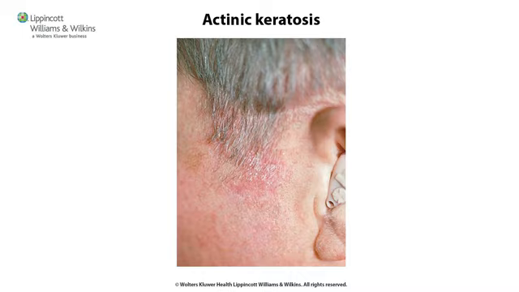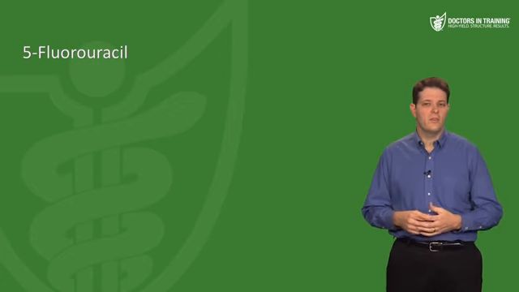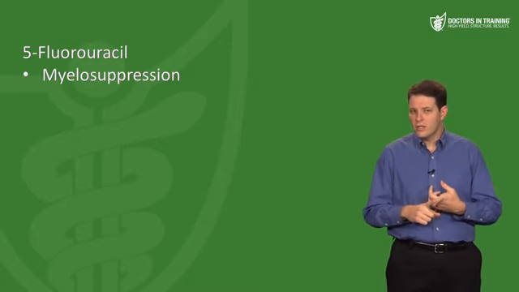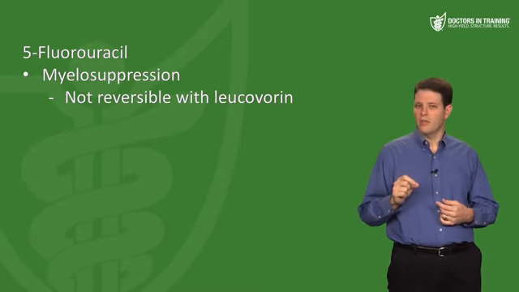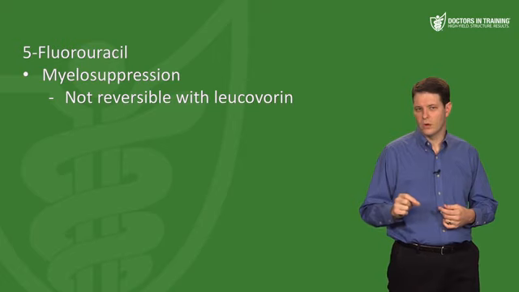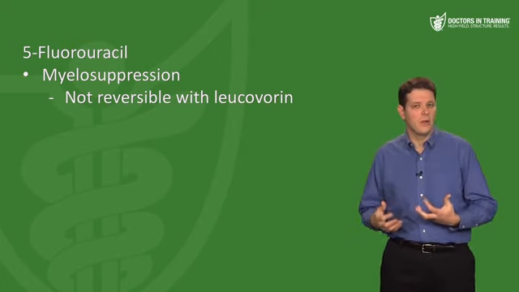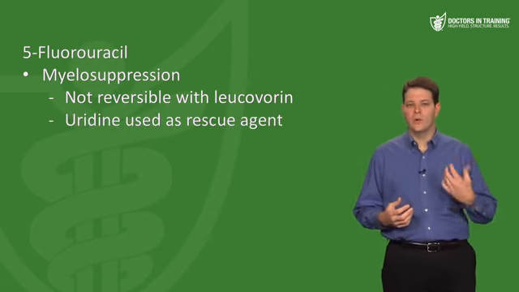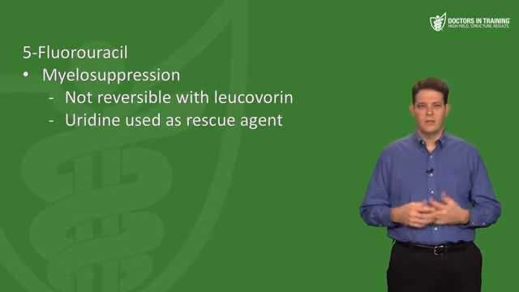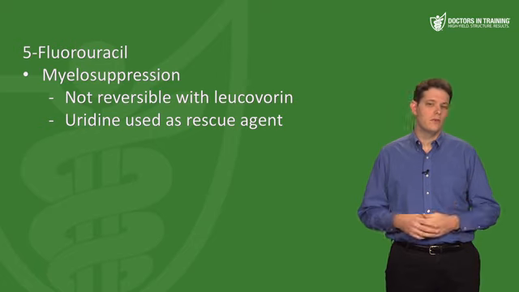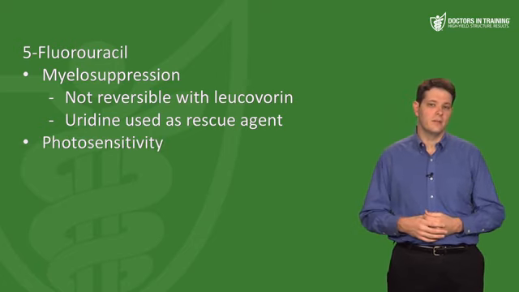and that's going to decrease the risk of squamous cell cancer later. And then for side effects with 5-FU, it can also cause myelosuppression, just like methotrexate does, but this myelosuppression is not reversible with leucovorin. Now, if you do have an overdose with 5-FU and you need to give something to rescue the patient from the myelosuppression, you can use uridine as your rescue agent. And then you can imagine with topical use, 5-FU can also cause some photosensitivity.